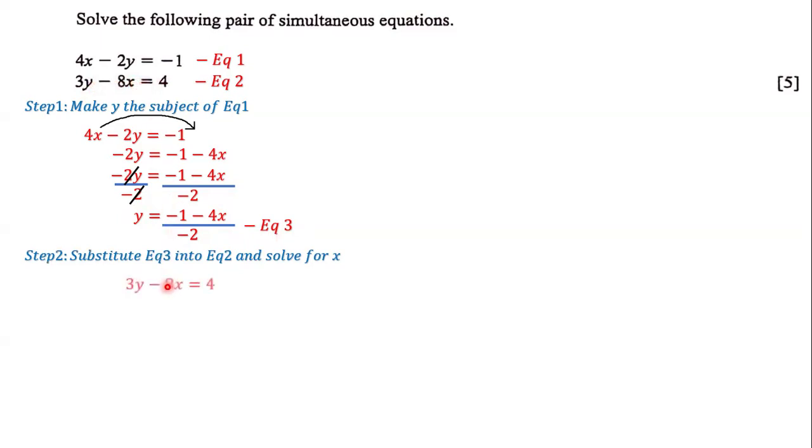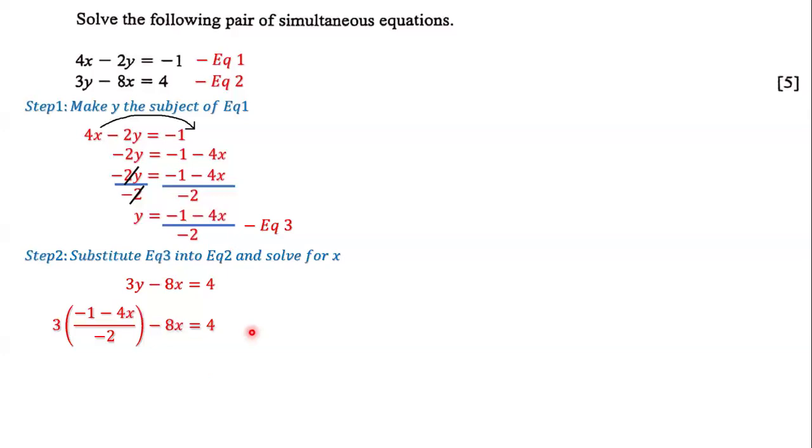Here we have equation 2, which is 3y minus 8x is equal to 4. We're going to take equation 3 and substitute it into equation 2. And so here we have y. What is y? We just figured out what y is. Explicitly, we know that y is equal to -1 minus 4x all over -2, and that's what we're going to substitute into equation 2. And so we have 3 multiplied by -1 minus 4x all over -2, minus 8x is equal to 4.